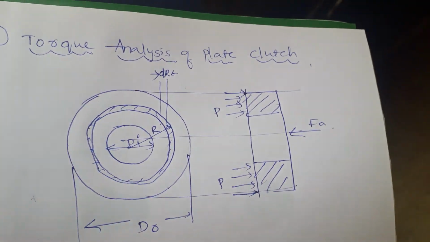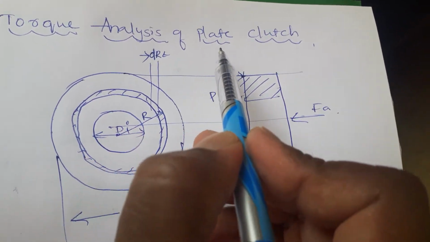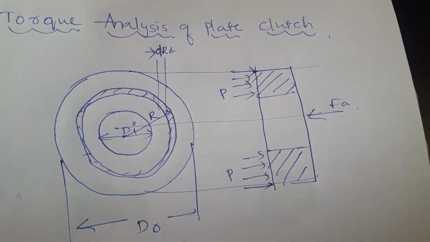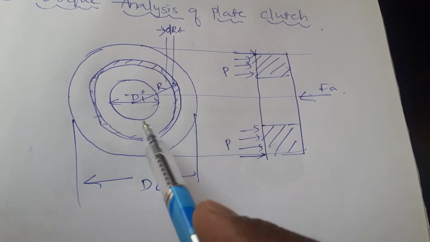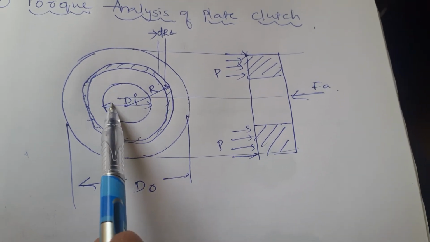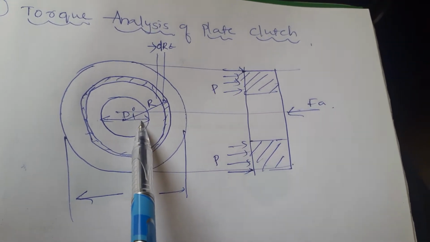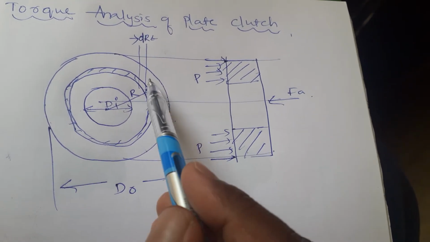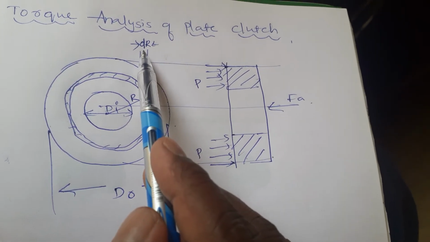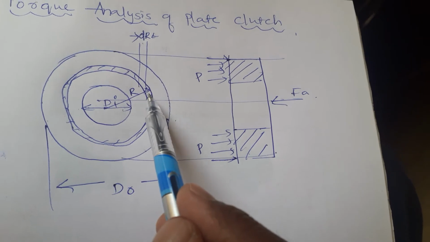Hello student, let us start today the torque analysis of a plate clutch. Consider a circular plate which has an internal diameter di and an external diameter d out. Consider one strip of thickness dr at a distance of r.